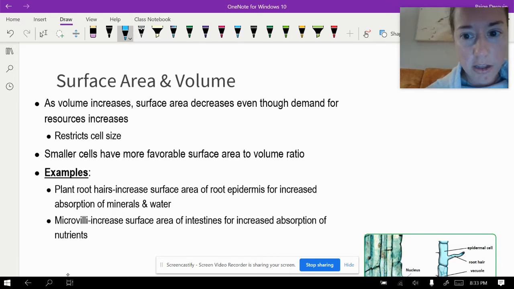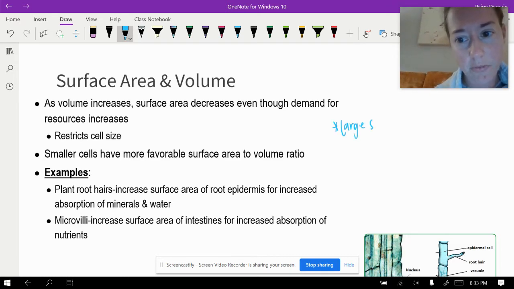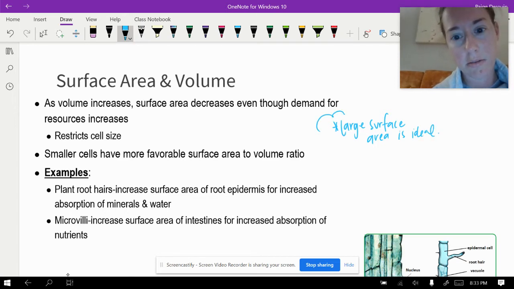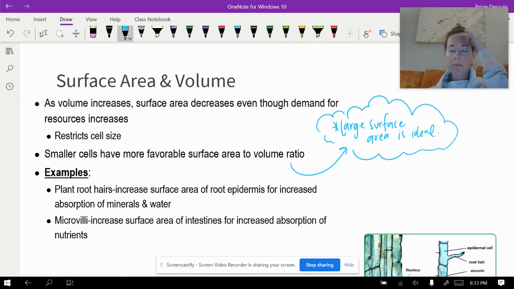So I'm just going to make a note here that says large surface area is ideal, which is also mentioned here. Because of this, the size of cells is limited to being very small.